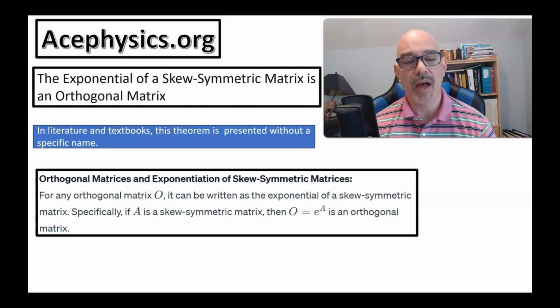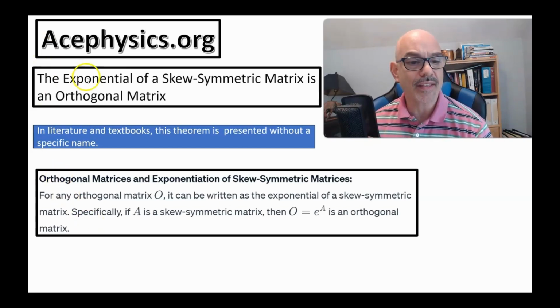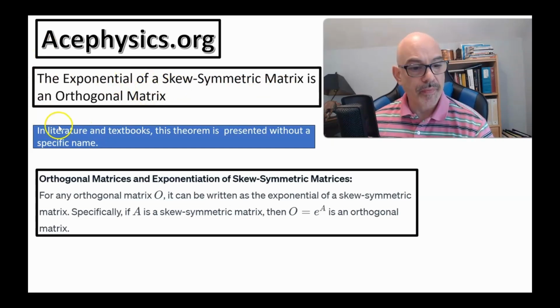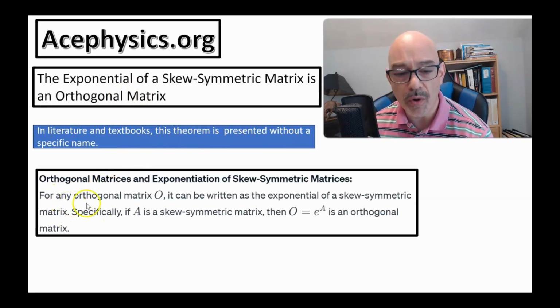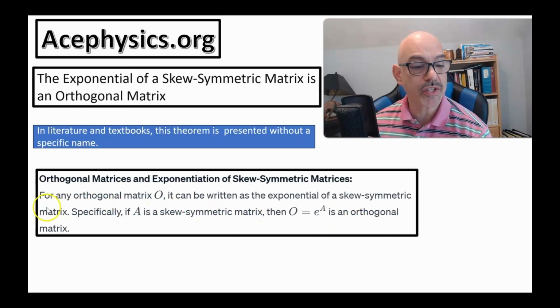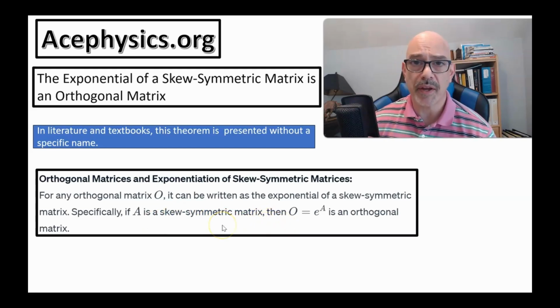Another defining property of skew-symmetric matrices that is fundamental in quantum mechanics is that the exponential of a skew-symmetric matrix is an orthogonal matrix. In literature and in textbooks, this theorem is presented without a specific name. Any orthogonal matrix O can be written as the exponential of a skew-symmetric matrix. Specifically, if A is a skew-symmetric matrix, then O equals e to the A is an orthogonal matrix.